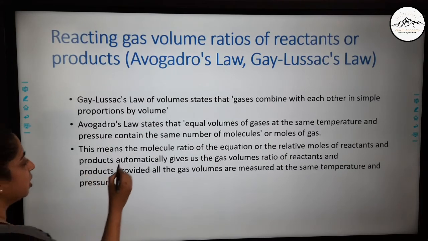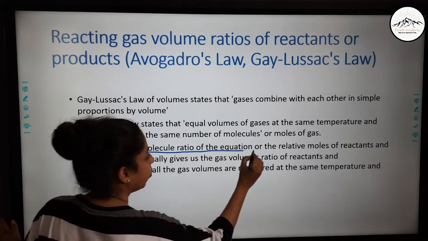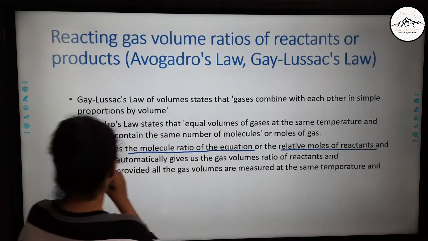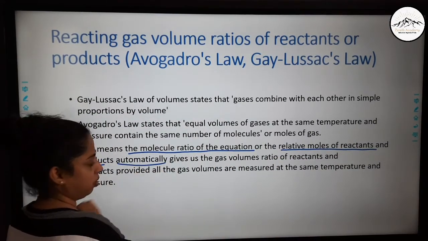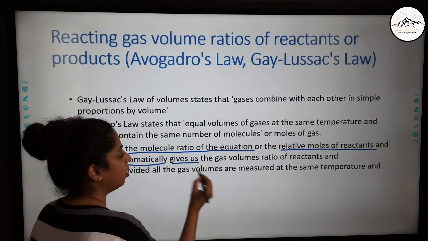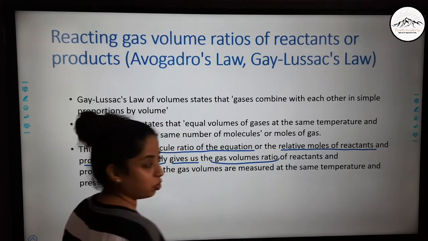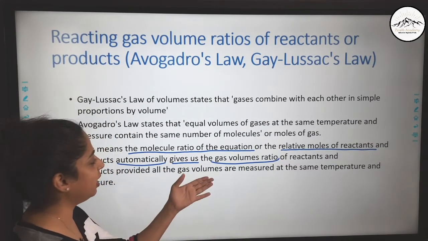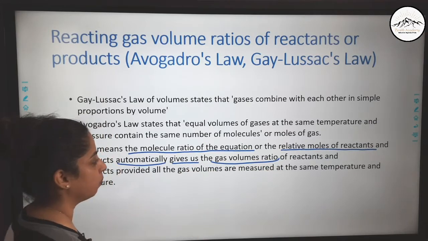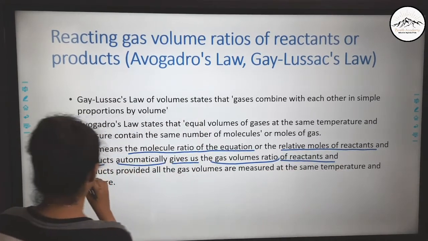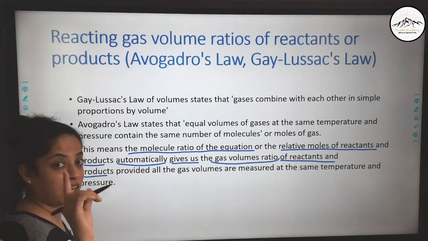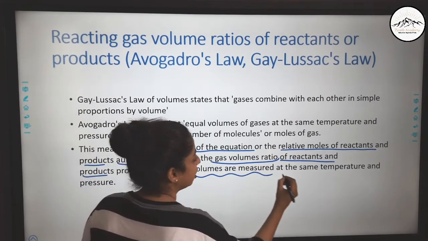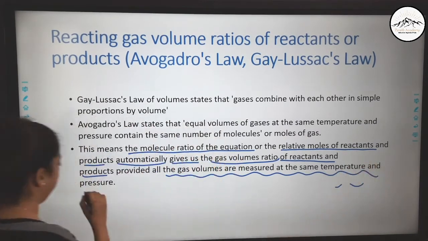So this means the molecule ratio of the equation or the relative moles of the reactants and products automatically gives us what? The gas volume ratio. So if we have the stoichiometric ratio of the equation, it directly gives the gas volume ratio of reactants and products, provided, so there are conditions. What are the conditions? Provided all the gas volumes are measured at same temperature and pressure.